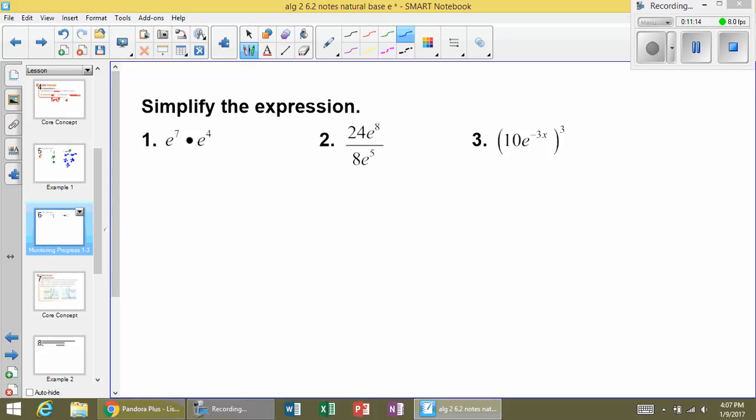So on slide 6, we have questions 1, 2, and 3. Pause this video and see if you can do these 3 equations or simplifications on your own. Number 1 should be e to the 11th.